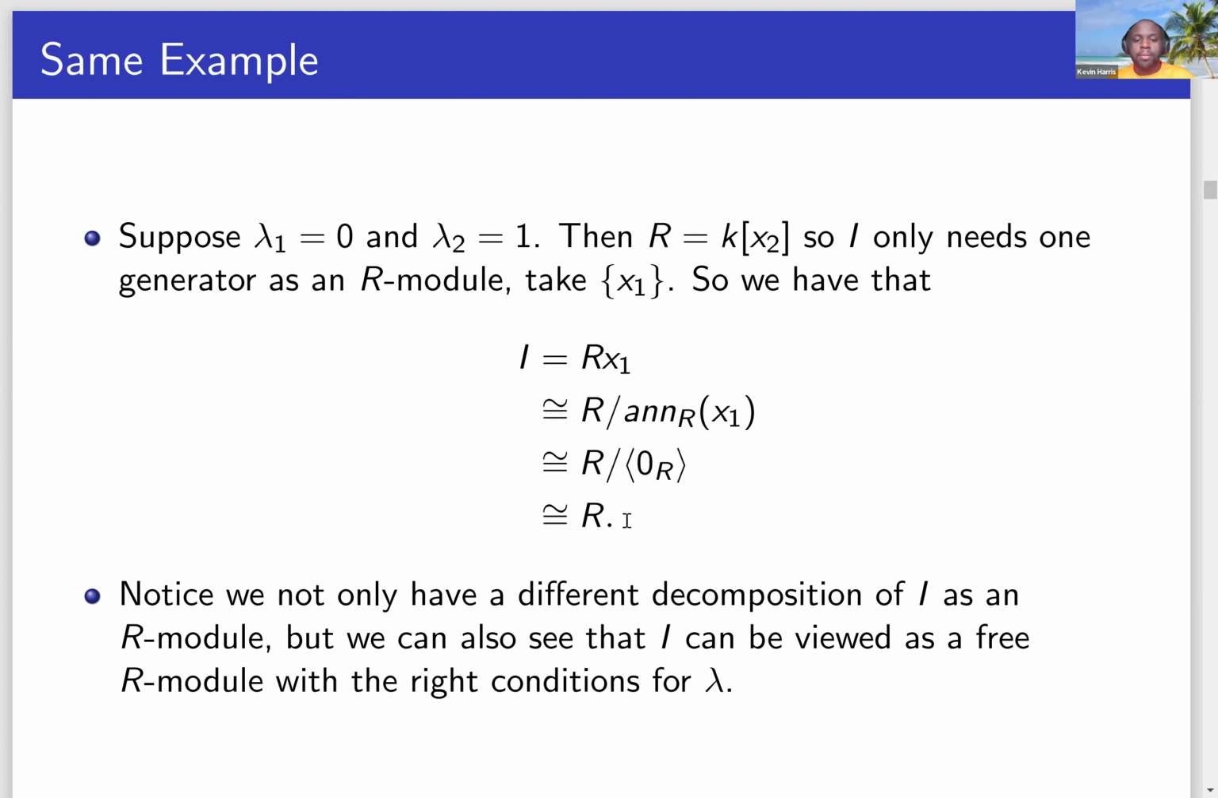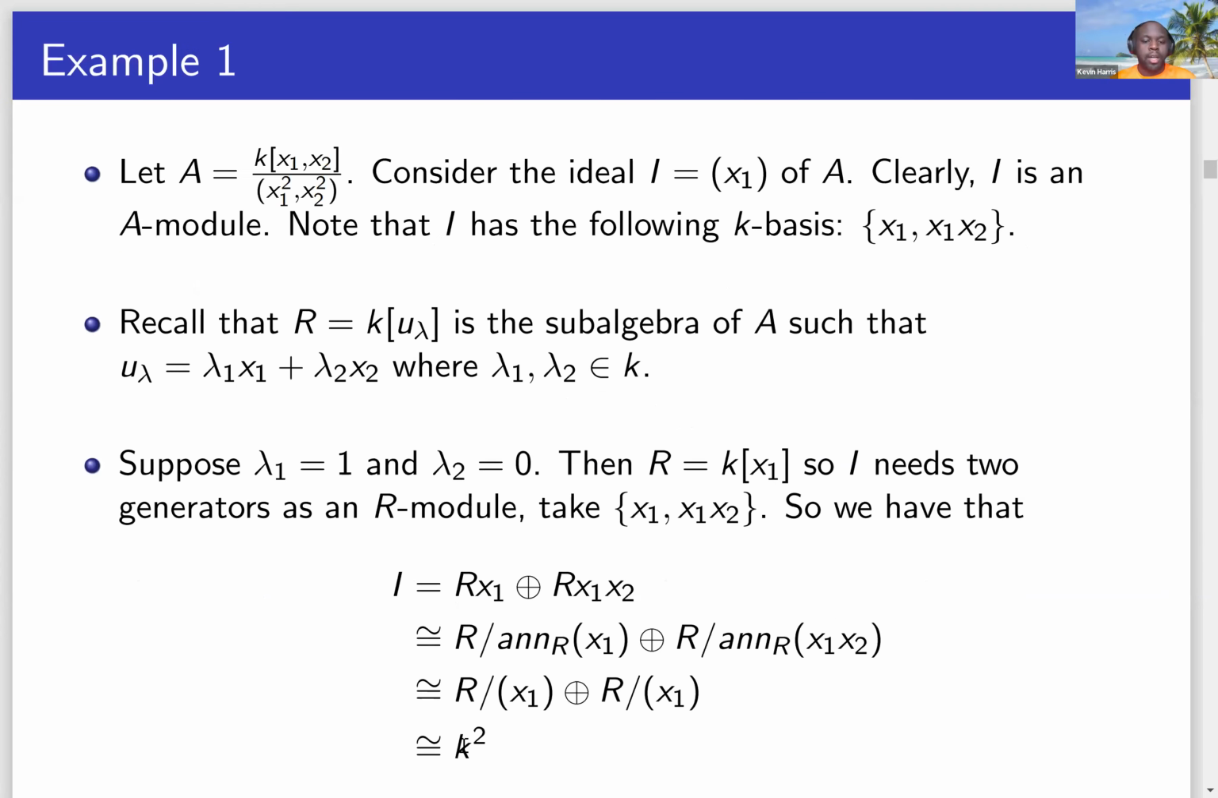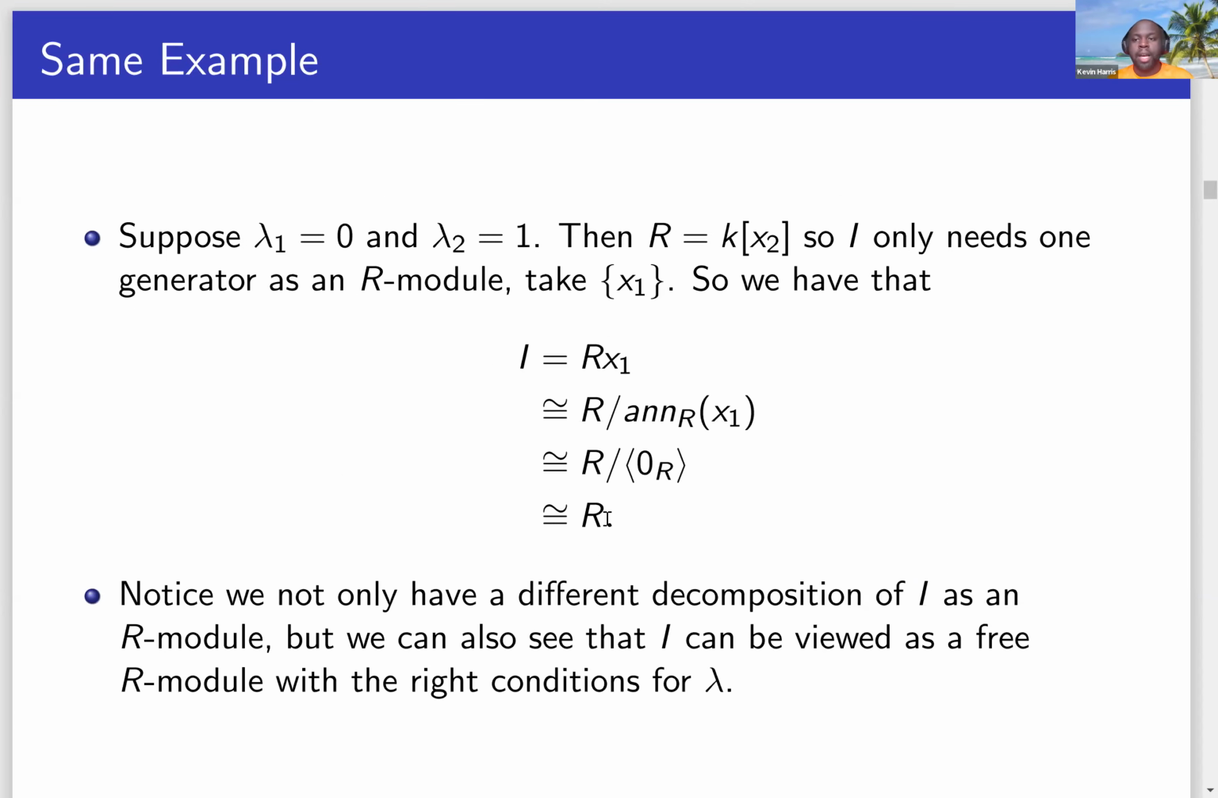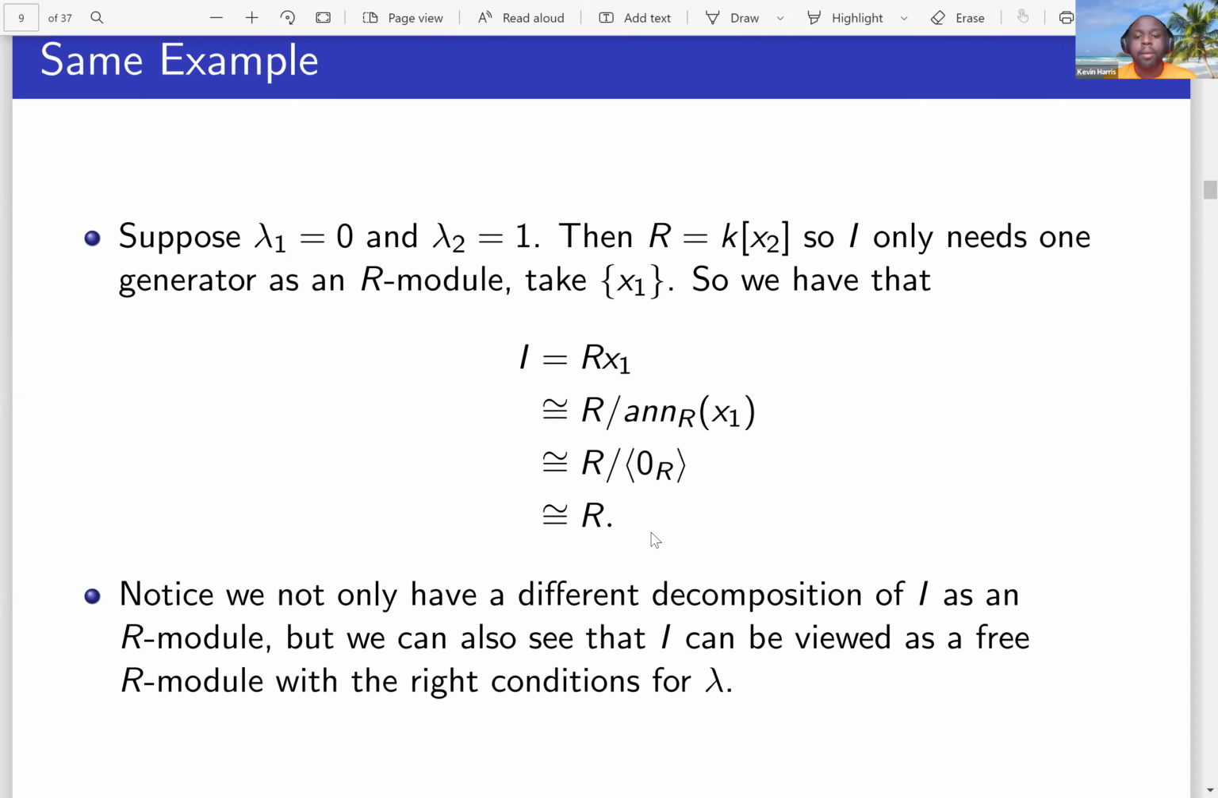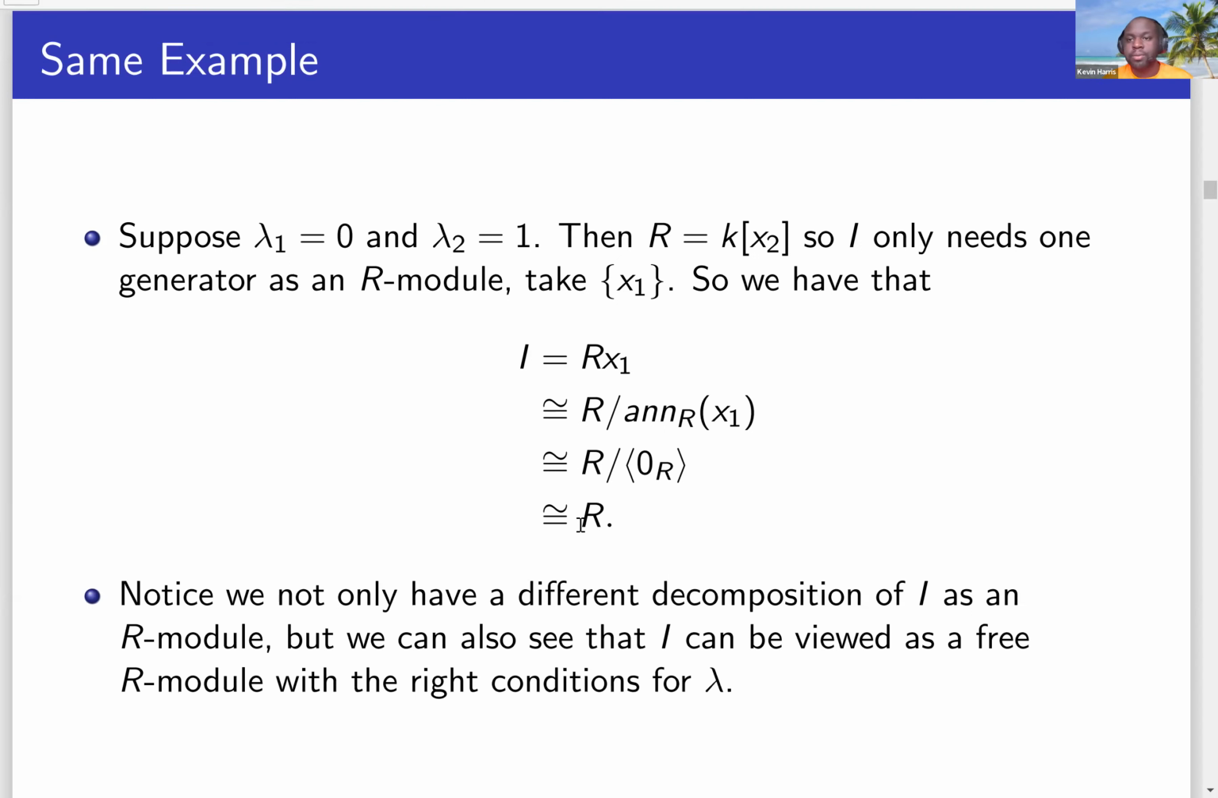So we see that not only do the decompositions change, right? We have over here, it was 2 copies of K. And then over here, we have a copy of R. So not only do the decompositions change, but with the quote unquote right conditions on lambda, we can see that I can also be viewed as a free R module. Okay.